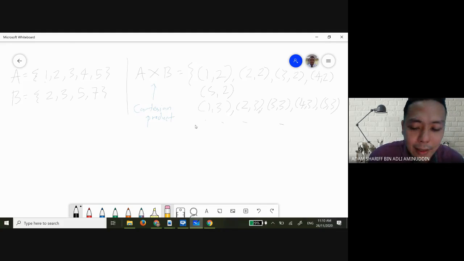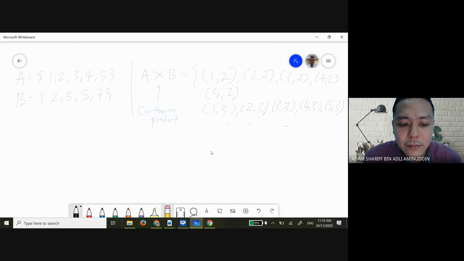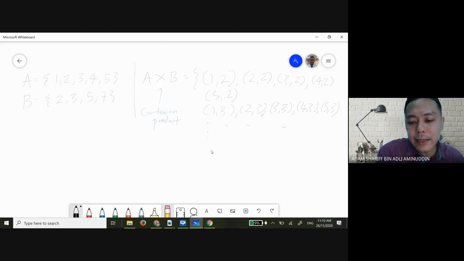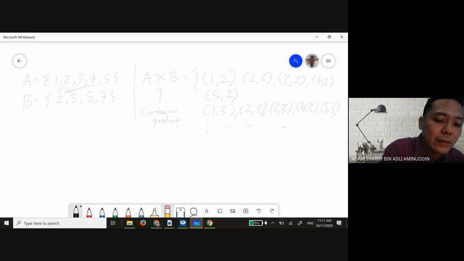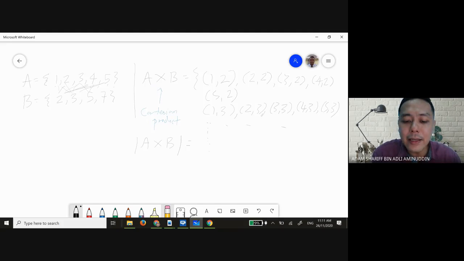Okay, so this example is a little bit long. So the thing is right now, you need to pair every element. So you can see there's a little bit of function there. You try to assign every element here. So for A times B, the number of elements inside there, the cardinality, will be the cardinality of A times the cardinality of B. Cardinality of A is 5. Cardinality of B is 4.